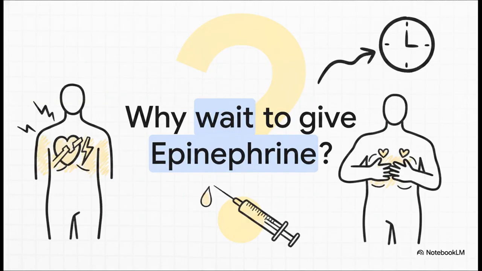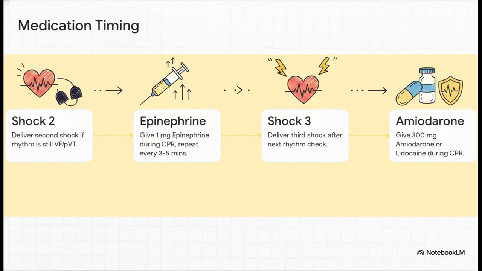Now, looking at this sequence, you might be wondering, why on earth do we wait to give a powerful drug like epinephrine? We've just shocked the patient, we're doing CPR, but we haven't pushed any meds yet. Well, let's move to the next part of the sequence and see how this builds. In a shockable arrest, rapid defibrillation is always priority number 1. Epinephrine is only brought in after initial attempts at CPR and defibrillation haven't restored circulation.